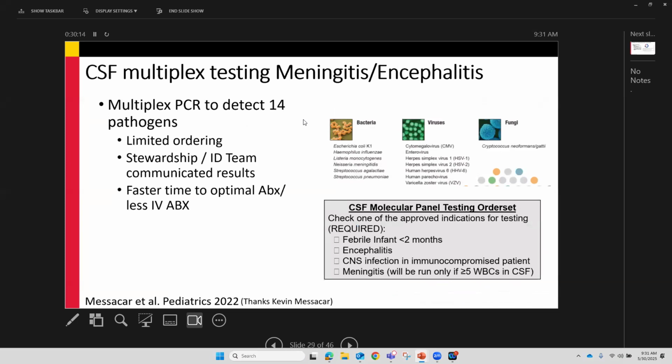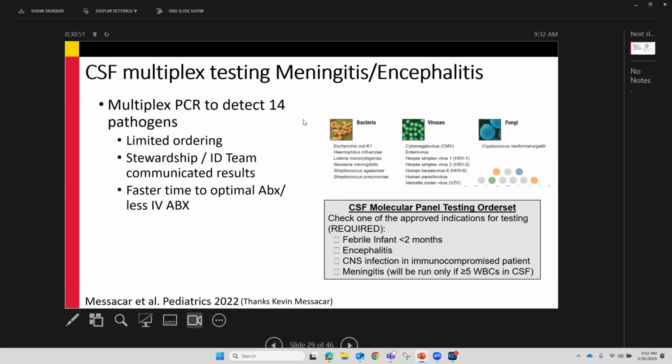Okay, a little bit more about the CSF panel. This is a great example from Colorado, from Kevin Messacar. Essentially, there's this CSF multiplex testing that picks up a lot of viruses, bacteria, et cetera. But it's also sometimes positive for things of unclear significance, especially in kids with some of the viruses that will pop up, and it's unclear if it matters, but then you have a test result and it often changes care. So they realized that just like urine, if you don't have white blood cells in the CSF, you don't have meningitis and you probably shouldn't be tested for viruses or bacteria that could cause it.